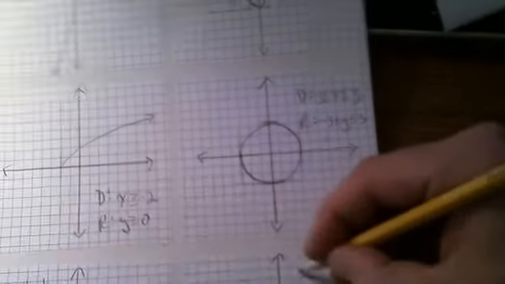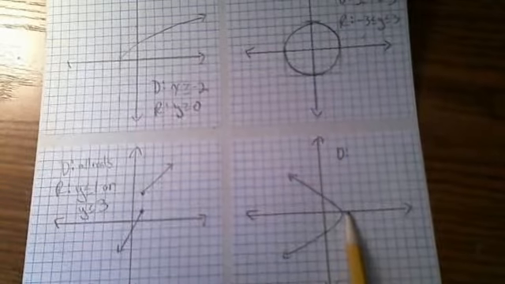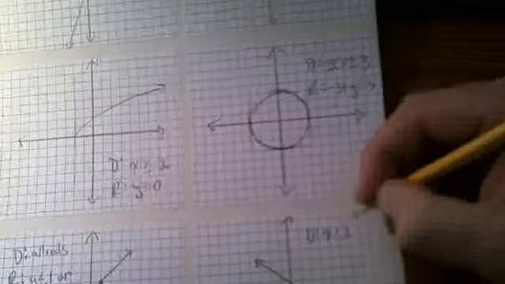Domain here. Now we're talking about x values, so we're working left and right here for the domain. 1, 2 is the maximum domain member, and less. So we can say x is less than or equal to 2.